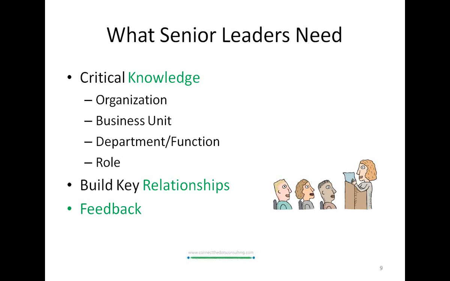So what do senior leaders need? Now that we've outlined why new leaders need unique onboarding support to be successful, let's talk about what they need. Critical knowledge about the organization, about the business unit, department, function, and role. Building key relationships, and receiving timely feedback.